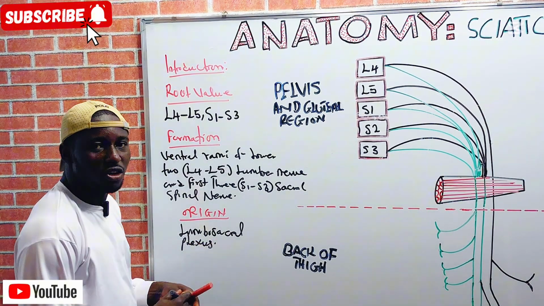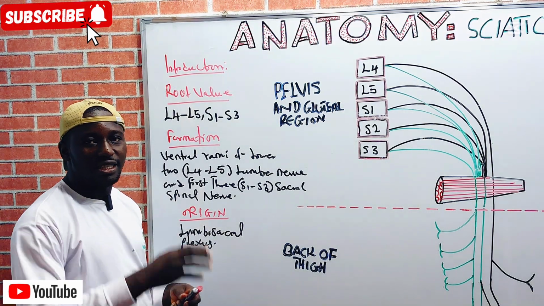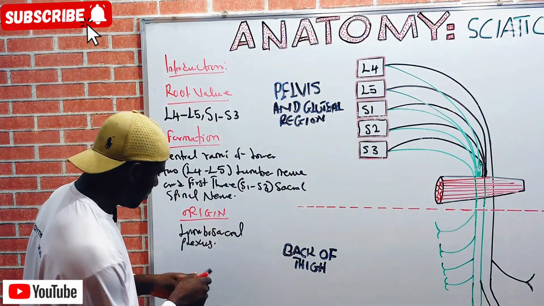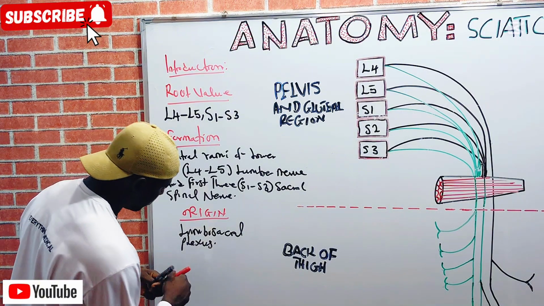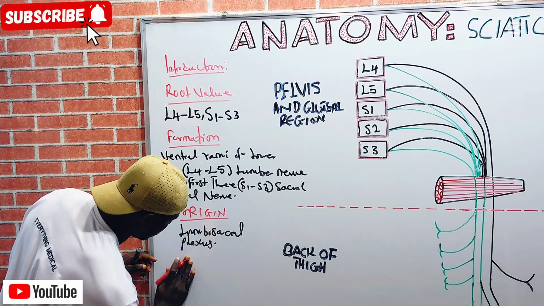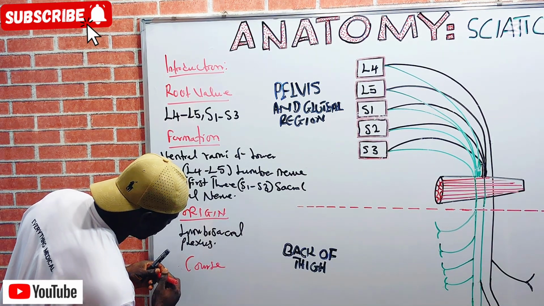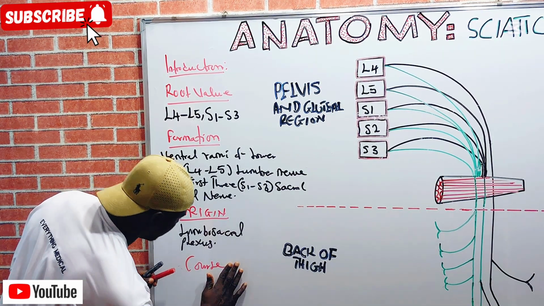The next we shall be discussing is the course. That is the distribution of the sciatic nerve. Okay? The course of the sciatic nerve.